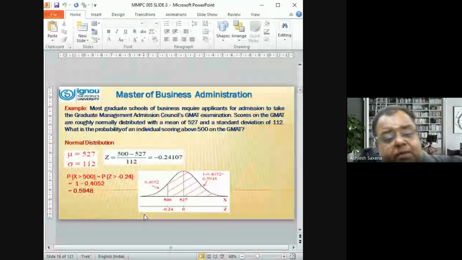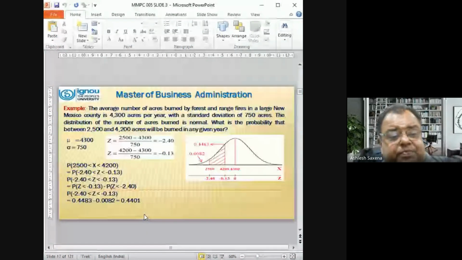Another problem. The average number of acres burned by forest and range fires in a large New Mexico county is 4,300 acres per year, with a standard deviation of 75 acres. The distribution of the number of acres burned is normal. This is the problem given to you.